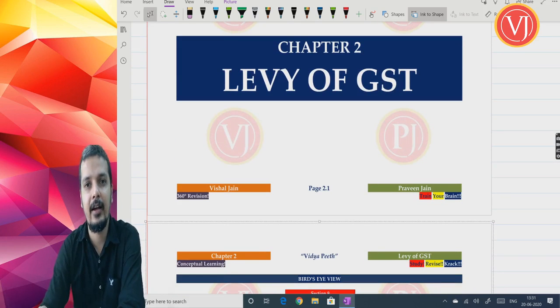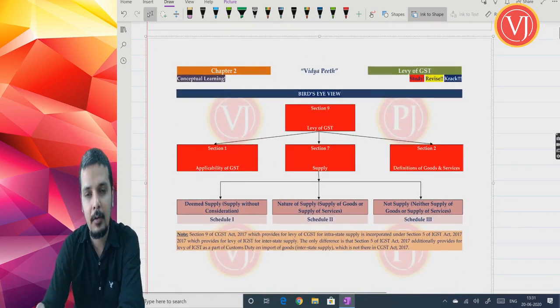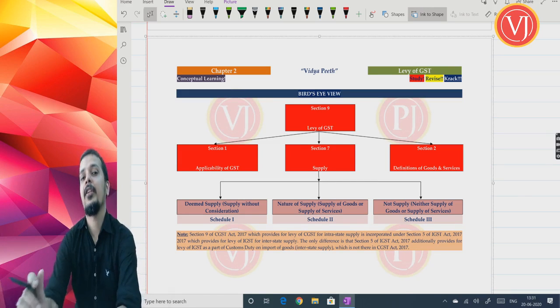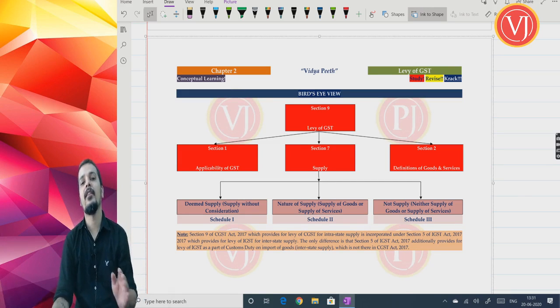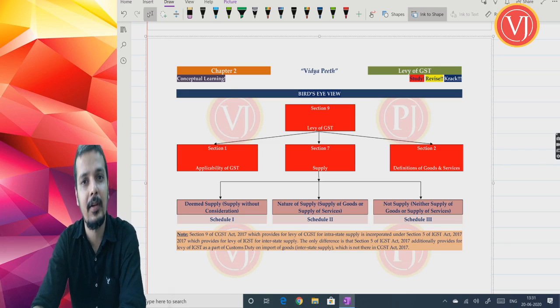Again, as we'll always do, we'll be dividing chapters into subparts. So the first subpart here would be the bird's eye view. Now, mind you, my friends, this is a common question asked by the students. Should we write the section number, the rule number, the notification number, et cetera, while presenting the answer? The straightforward answer to this question is yes. You are required to write the section number, rule number, notification number.